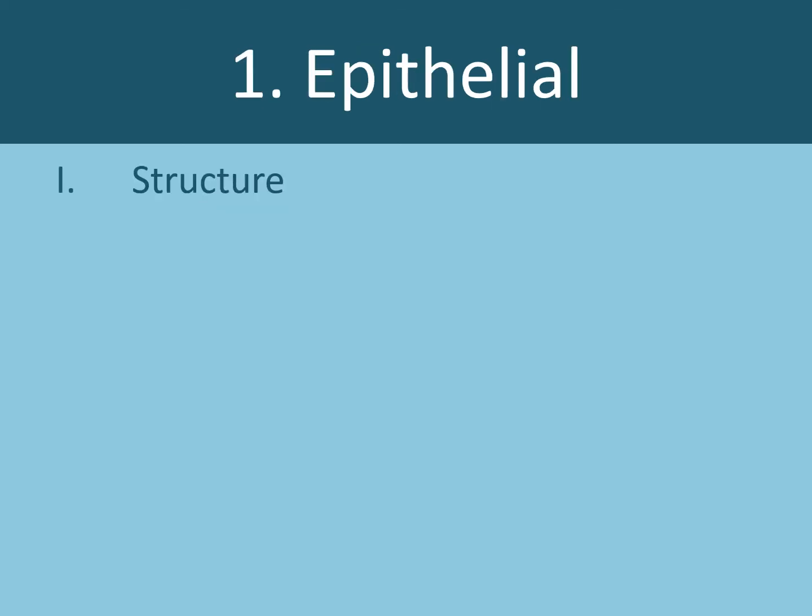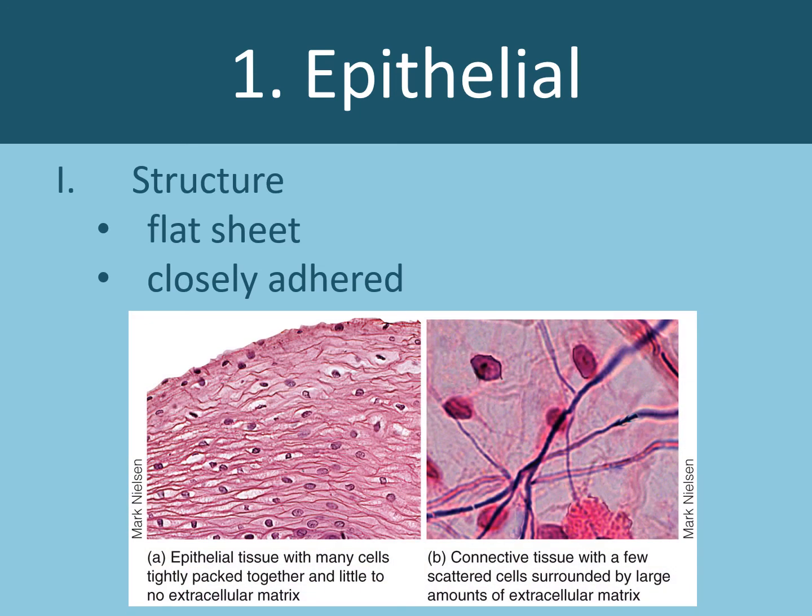Let's begin this section by describing epithelial tissue. The structure of epithelial tissue is that it is found in flat sheets. The cells in epithelial tissue are closely adhered. That means they're squished close together. This picture below shows 2 different types of tissue: epithelial tissue on the left and connective tissue on the right. You can see on the left, the epithelial tissue cells are found very closely packed. The cells kind of look like the pulp in an orange. The purple dots inside the cells are the nuclei.